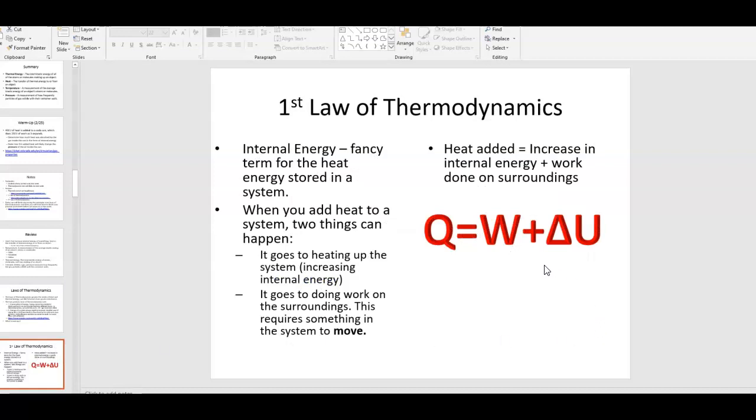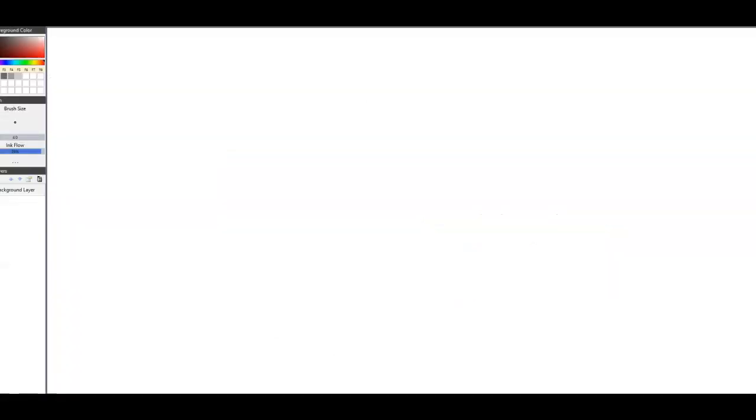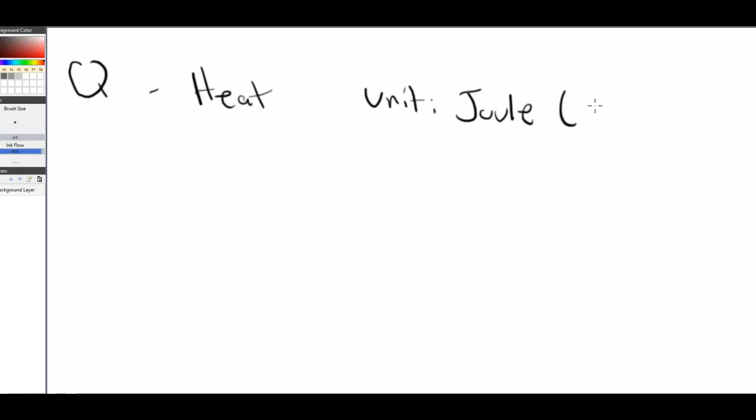So in the equation for the first law, notice we have three variables. We have Q, we have W, and we have delta U. Okay, so I'm just going to write out what each of these represents. Q is the symbol for heat. I don't know why we use Q for heat, but that's what we use. The unit for Q is joule, and we've seen joule before, it's a capital J. The reason is, remember, heat is the transfer of thermal energy, and so Q should have units of energy.